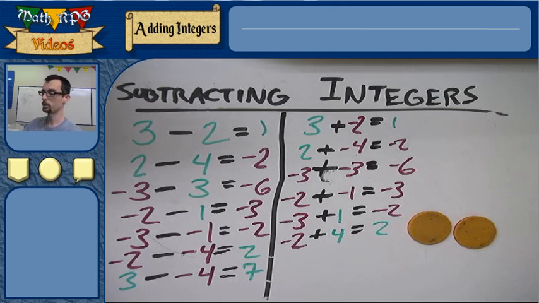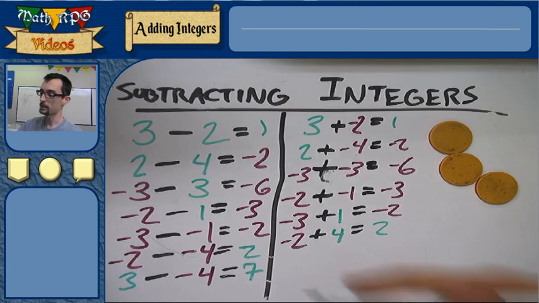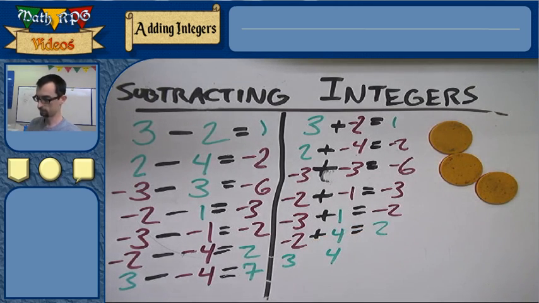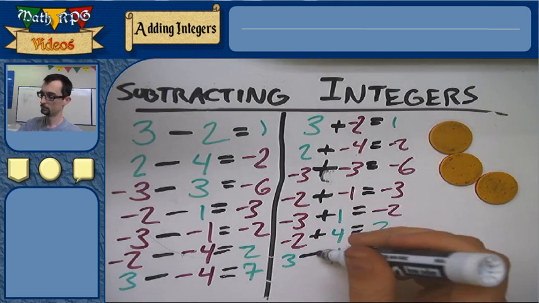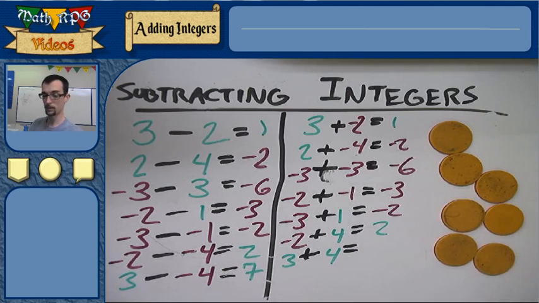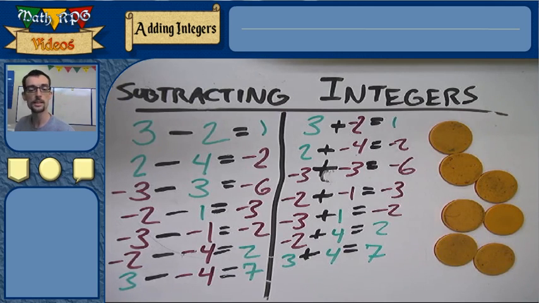And the last one, we're going to start off with 3, but instead of subtracting negative 4, I'm going to add positive 4. And sure enough, you can easily see that we're going to end up with 7. So exactly the same answer, right?